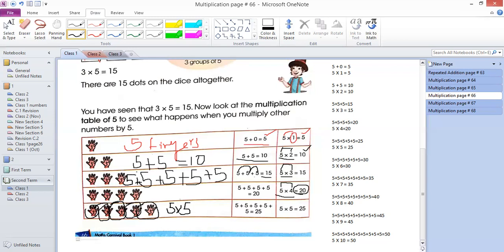If you don't know 5 times 5 equals to what, then you can add it. 5 plus 5, 10. Then 10 plus 5, 15. 15 plus 5, 20. And 20 plus 5, 25. So 5 times 5 equals 25.